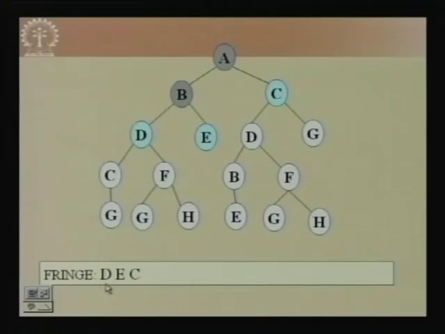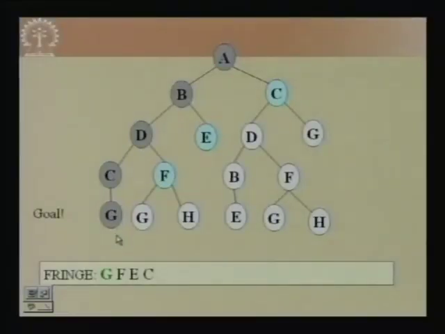Next, D will be removed from fringe and its successors C and F are generated and put in the front of fringe. Next, C is removed from fringe and its successor G is put at the front of fringe. At the next level, G will be expanded, found to be a goal node. So, we terminate our search after having found this goal node.